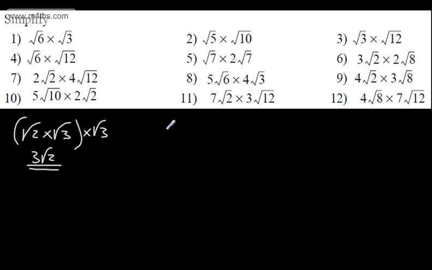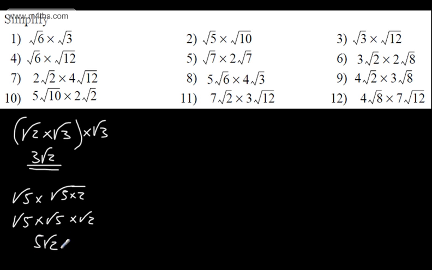If I look at this one, what I've got now, and I'll do it just here, we've got the root of 5 multiplied by the root of 5 times 2. So we could write this now as root 5 multiplied by root 5 multiplied by root 2, which is going to give us 5 root 2. Again, check that on a calculator if you wish.